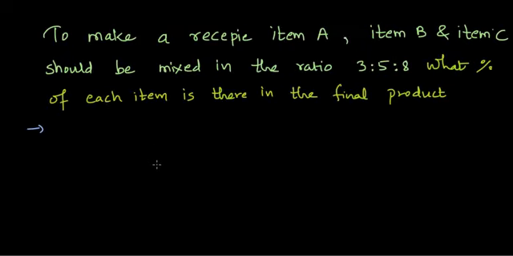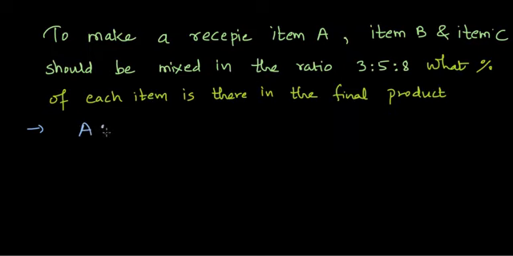Now here goes another problem. To make a recipe, item A, item B and item C should be mixed in the ratio 3:5:8. What percentage of each item is there in the final product? I am not good at cooking, so I couldn't write a good recipe, so I just assumed some recipe and chose 3 items. Sorry about that. But now what we need is the final product percentage composition of each item.